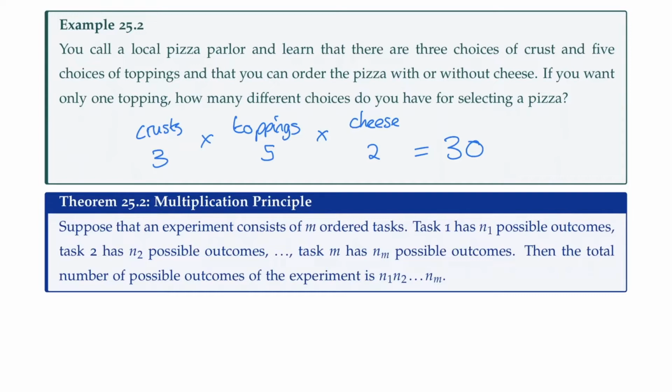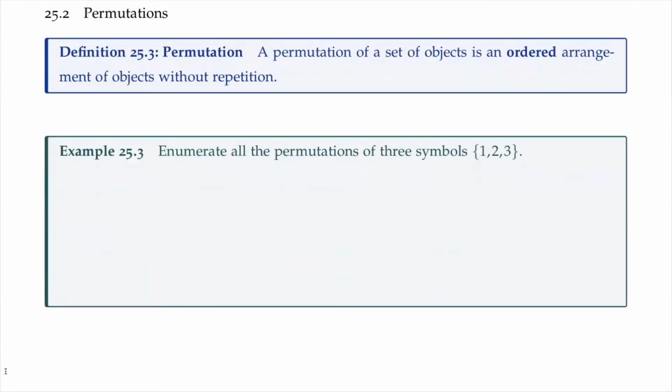So this is just an extension of the case above with the dice and the coin. If we have any number of tasks, if we have m different tasks, we just multiply all the possible outcomes for those m different tasks to give us the total number of possible outcomes for all of those things put together. Okay, so that's the multiplication principle.